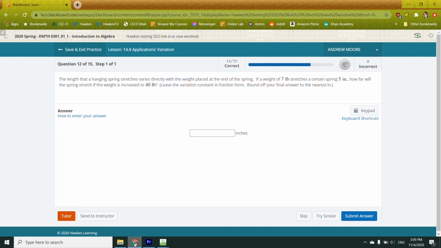The length that a hanging spring stretches varies directly with the weight placed at the end of the spring. If a weight of 7 pounds stretches a certain spring 5 inches, how far will the spring stretch if the weight is increased to 40 pounds? Leave the variation constant in fraction form. Round your final answer to the nearest inch.